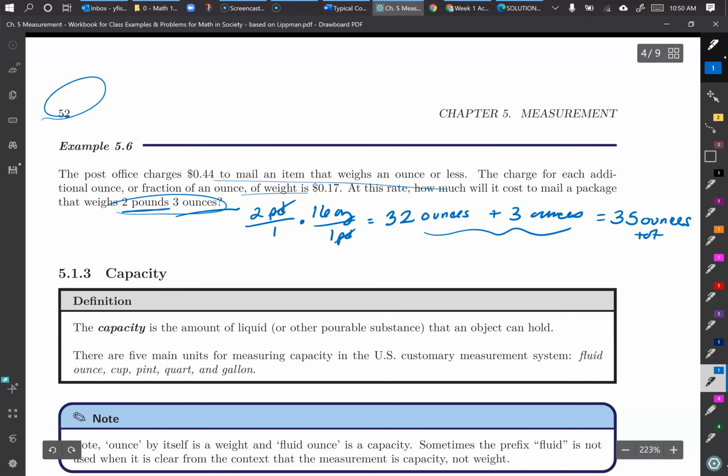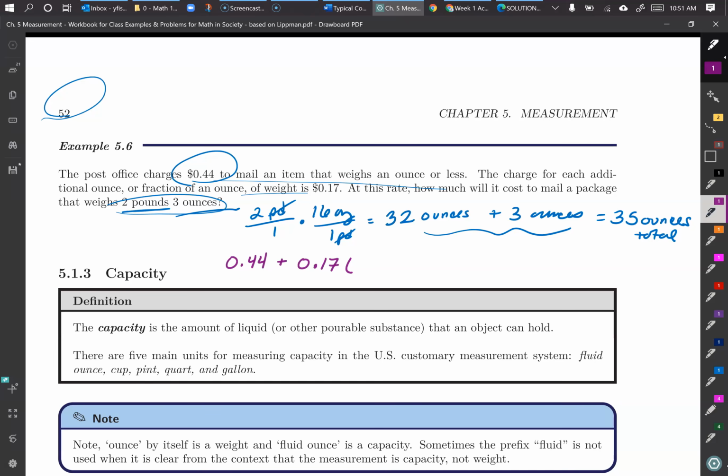Okay, and then we're going to have to set that up. We have a fixed cost of 44 cents just to mail anything. And then our cost per ounce would be 0.17 times the 35. But we actually already accounted for our first ounce, so we are only going to have 34.